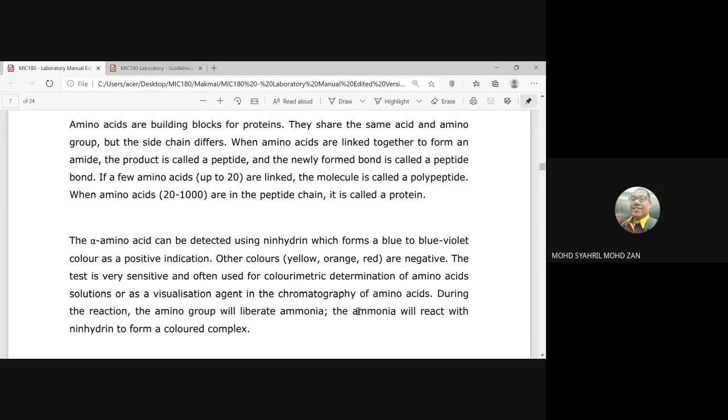Right? So what happens during the reaction, the amino acid group, or amino group, will liberate ammonia. Alright? So this ammonia will react with ninhydrin and give you several colors. So the positive color will be blue violet. Other than that, it's negative. Okay? So those amino acids that give a blue violet color are known as positive, or known as alpha amino acids. Okay?